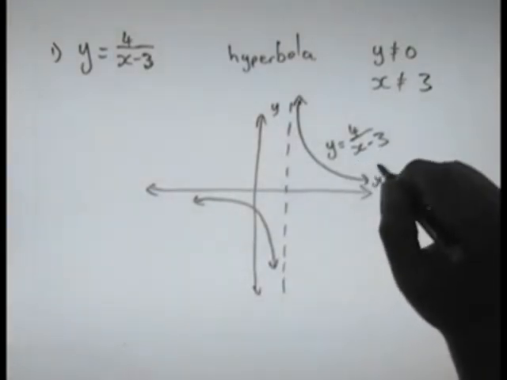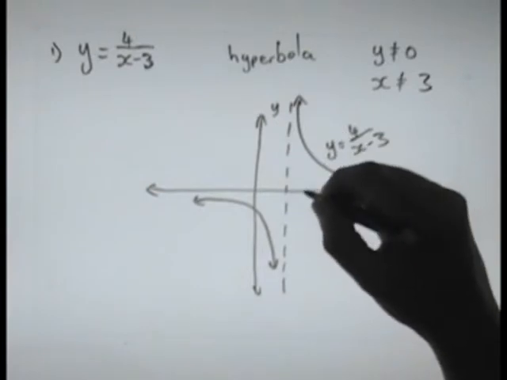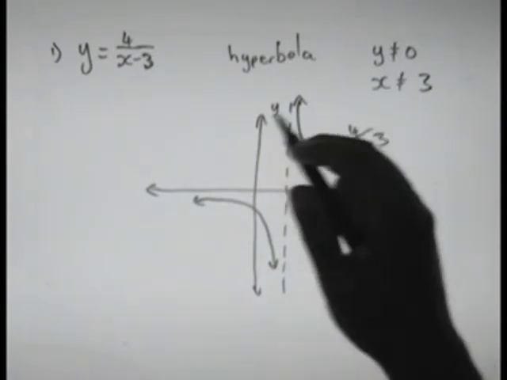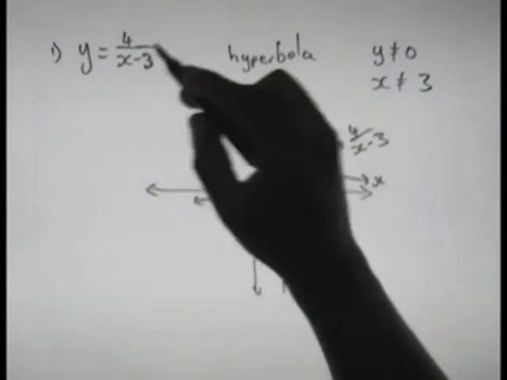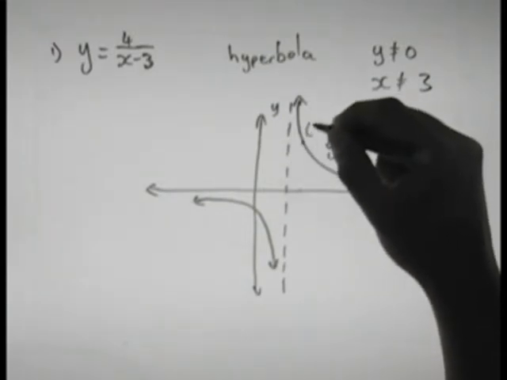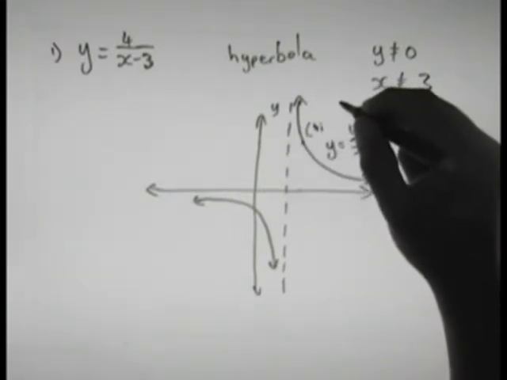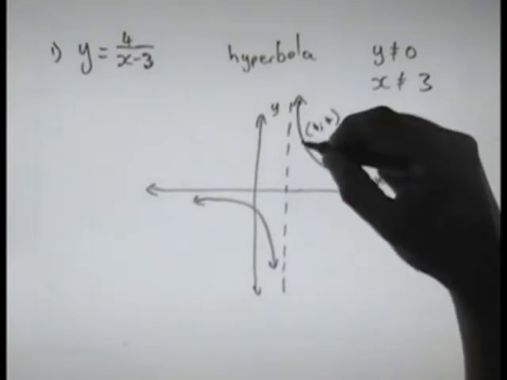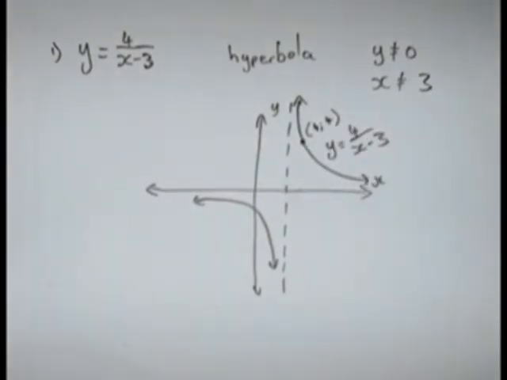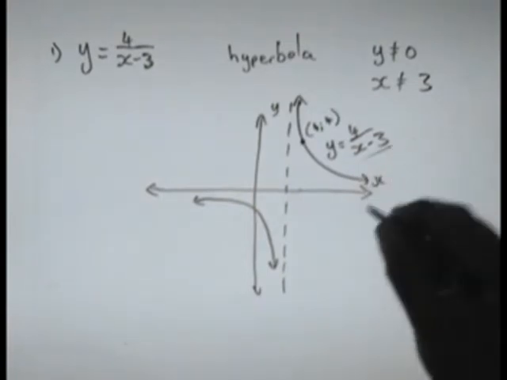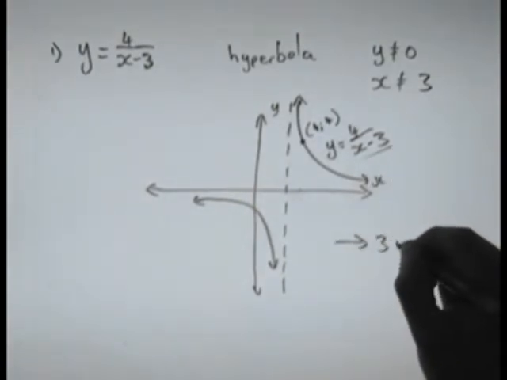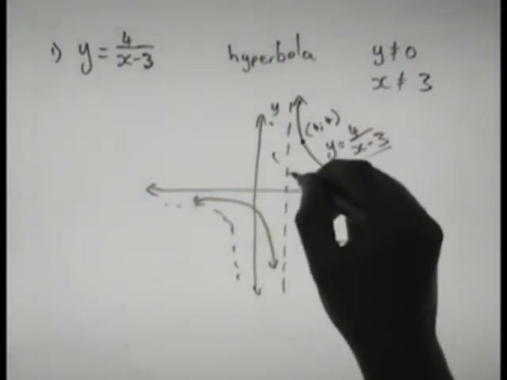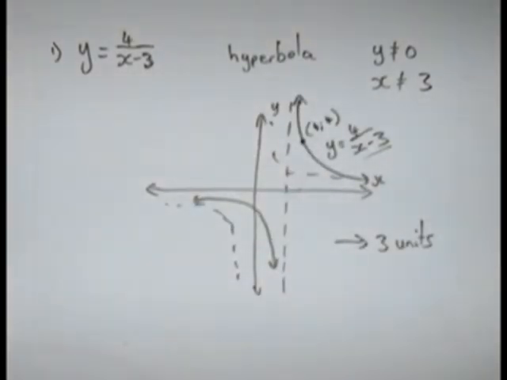Again, if you want to, you can put a point in. You don't have to. Let's choose a point of x is equal to 4, which would be somewhere over there. When x is equal to 4, 4 minus 3 is 1. 4 over 1 is positive 4. So that would be the point x is equal to 4, y is equal to 4 as well. Important thing, because of the x minus 3, we've shifted it to the right 3 units. Because our original graph should be over there and over there, we've now shifted it 3 units to the right.